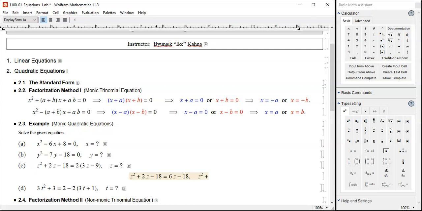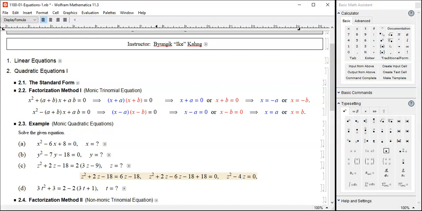z squared plus 2z, and then I have to flip it over, minus 6z, minus 18 plus 18 is equal to 0, because I have to flip these to the other side to keep the right-hand side equal to 0. And in order to do that, I have to change the sign. This is negative and the positive. Okay, what do you get after taking the like terms together? z squared minus 4z equals 0.